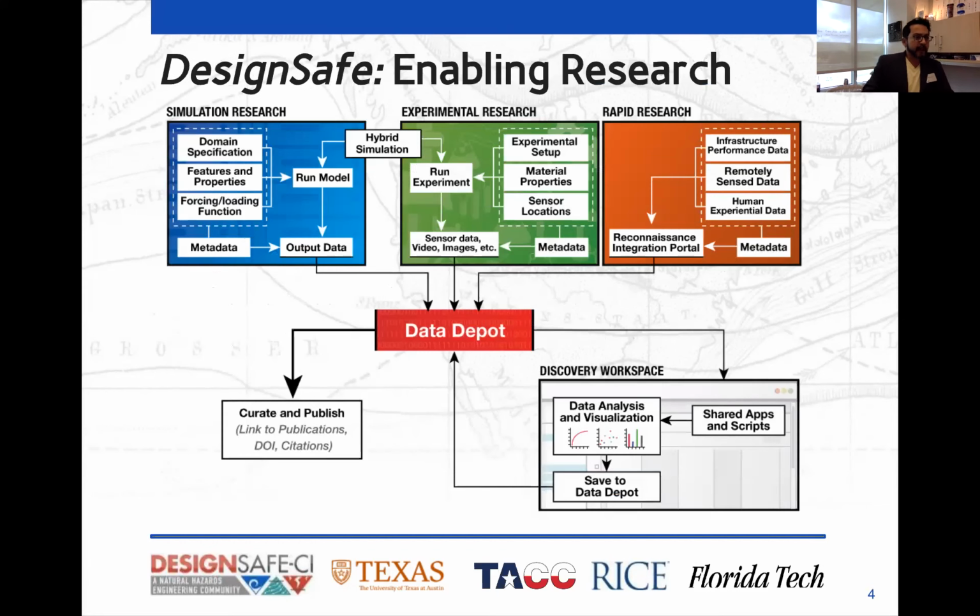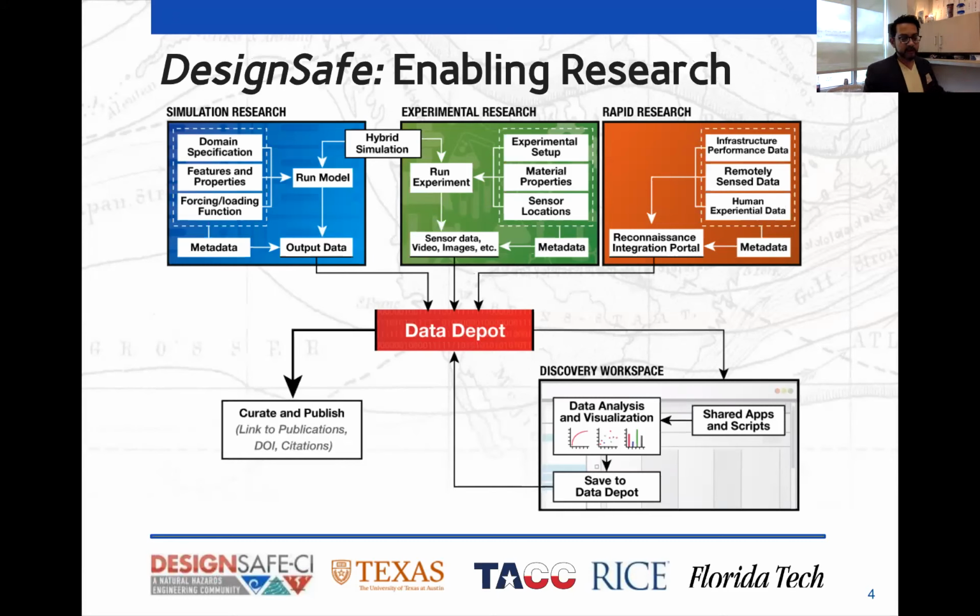These are the primary parts of DesignSafe. There's the simulation research, the experimental research, and the rapid research, and all these different groups have their different experiments, models, data, and metadata. We bring all that data into the Data Depot. The Data Depot is actually a part of DesignSafe, and it links all the data for you to do your research in one spot.